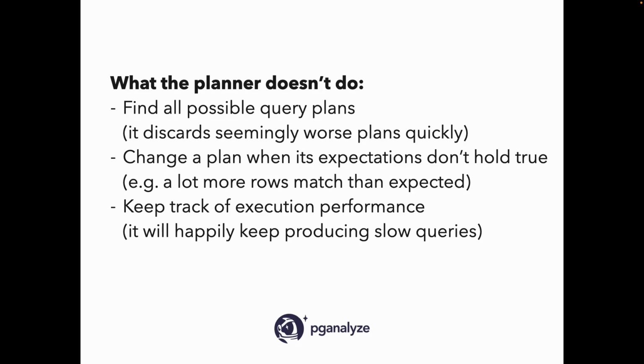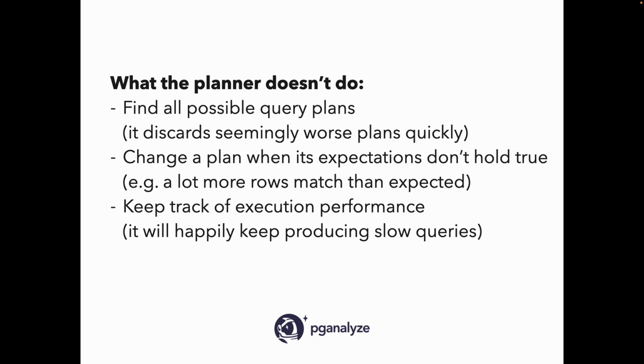It does not change the plan when its expectations don't hold true. This is the most painful part, I would say, of using Postgres in production with many different plans: Postgres will happily do a bad query all over again, because Postgres also does not keep track of the execution performance, right? There's no feedback loop, at least not today, that will make the planner learn over time.